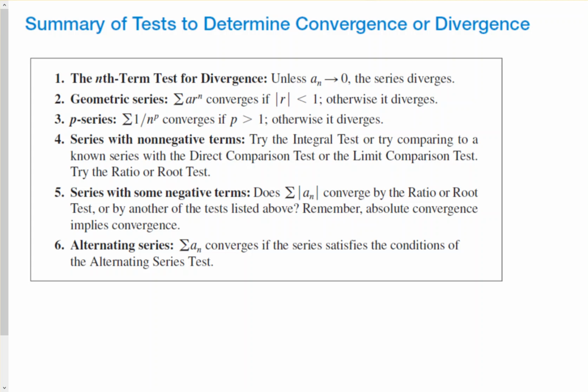Series with some negative terms, does it converge by the ratio or root test or by any of the previous tests mentioned above? Remember, absolute convergence implies convergence, and alternating series converges if the series satisfies the conditions of the alternating series test.